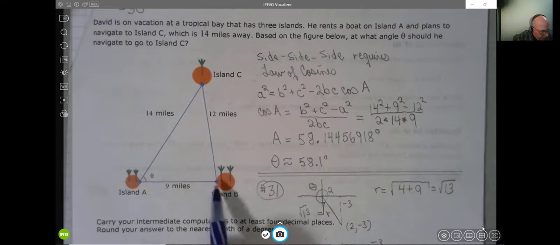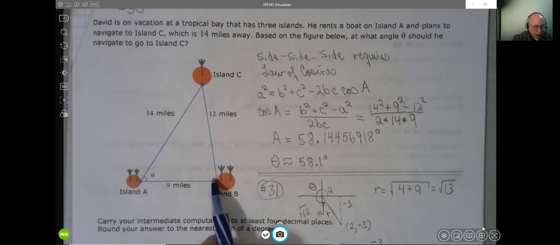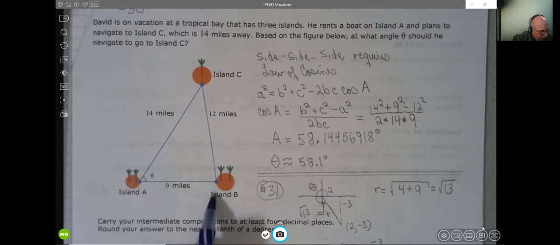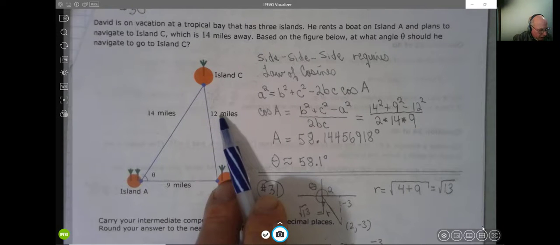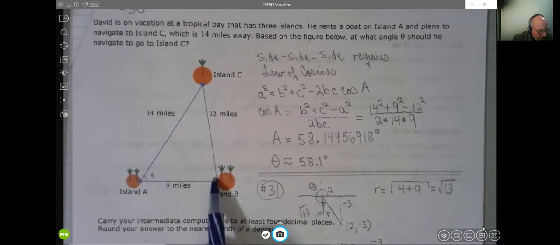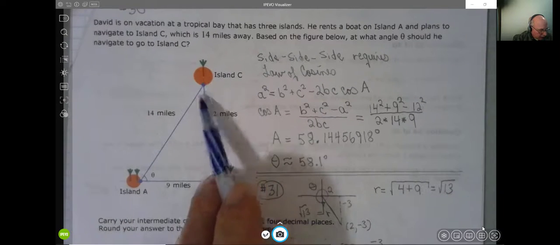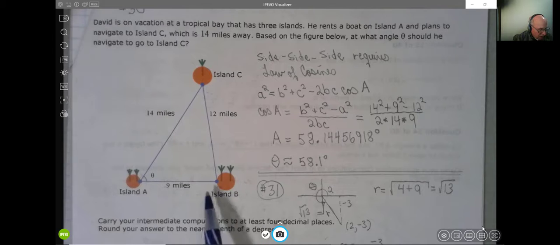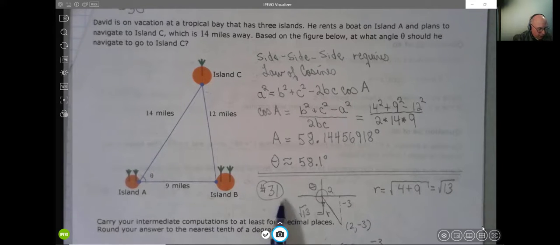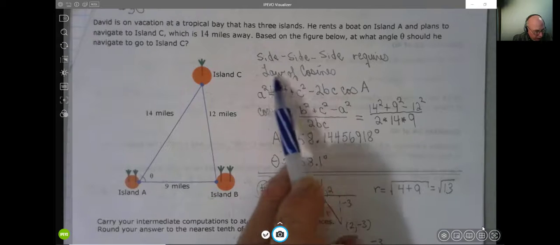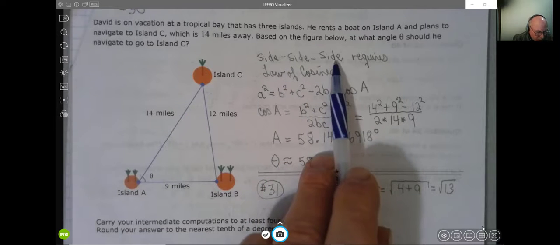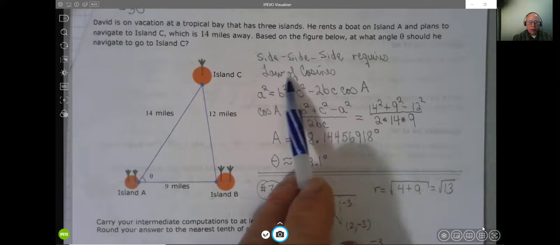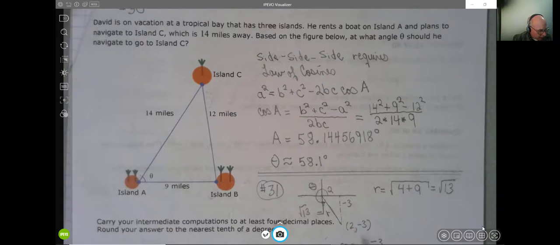So since we don't have any angles, we cannot use the law of sines. And here's why. If we wanted to know this angle, then the law of sines would allow us to say something like this: the sine of theta divided by 12 is equal to either the sine of B over 14 or the sine of C over 9. But we don't know the measure of angle B or of angle C. So law of sines is out, and therefore that is why we must use the law of cosines. When you have side, side, side, and you don't have a right triangle, then you have to use the law of cosines in order to find one of the angles.